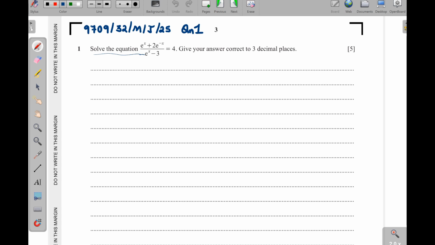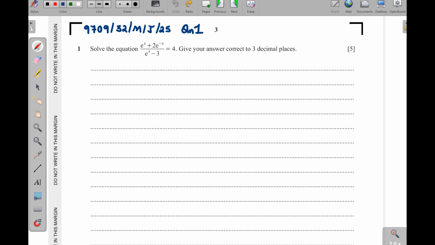Question 1, solve the equation (e to the power of x plus 2 e to the power of negative x) out of (e to the power of x minus 3) is equal to 4. Give your answer correct to 3 decimal places.